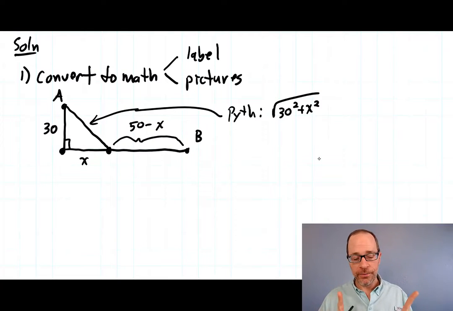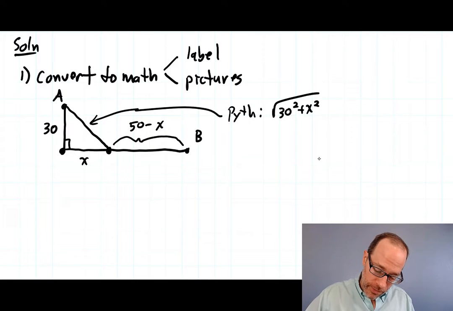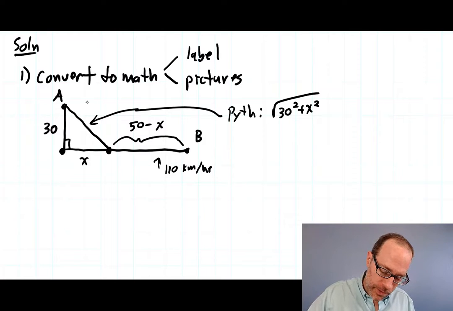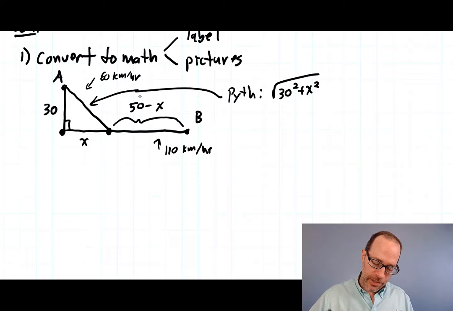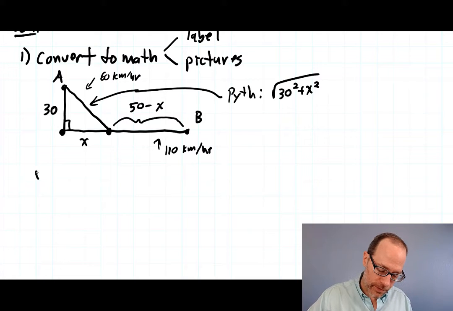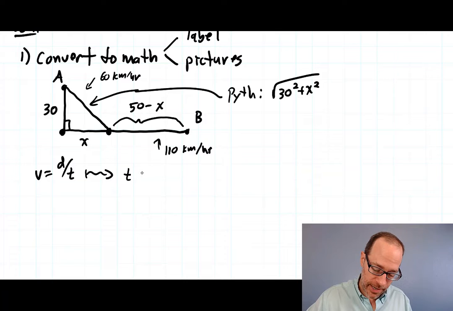But we really cared about not distances, but times. So remember, this road you could travel at 110 kilometers per hour. And this one you could travel at 60 kilometers per hour. Is that the right number? Yeah. All right. So we care about time. And remember, velocity is sort of change in distance over change in time. So if you wanted to know time, you could solve for t to get time is distance over velocity.